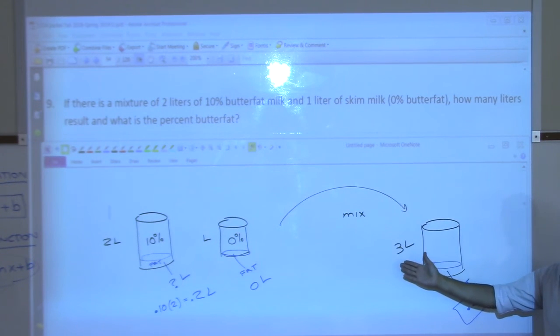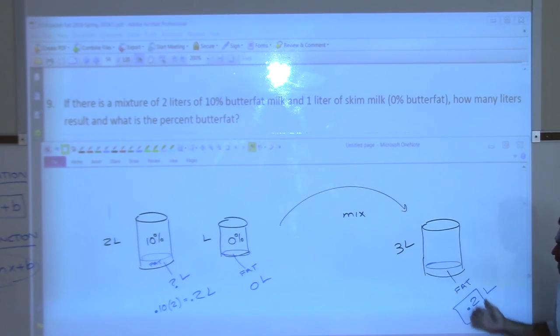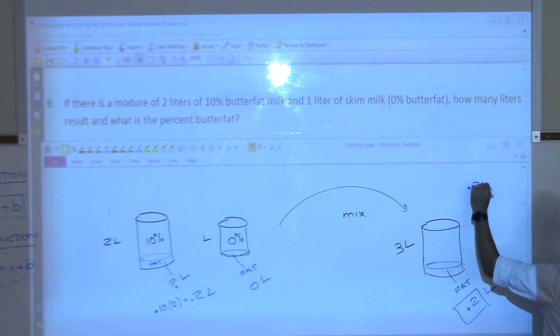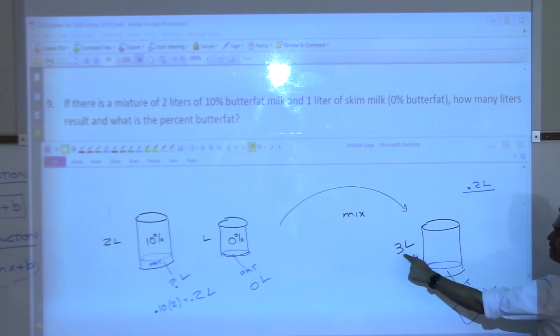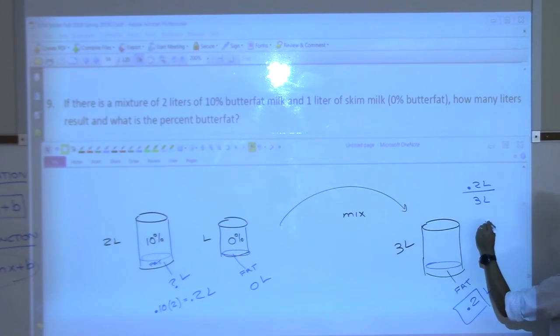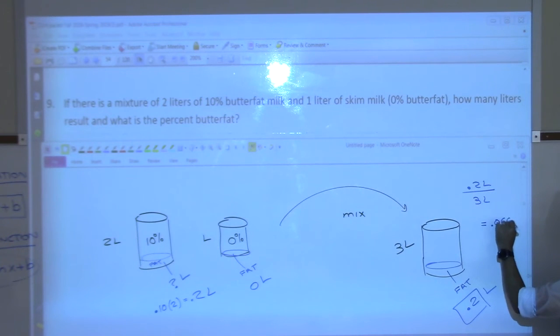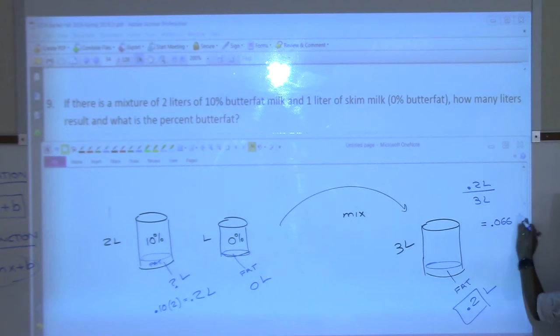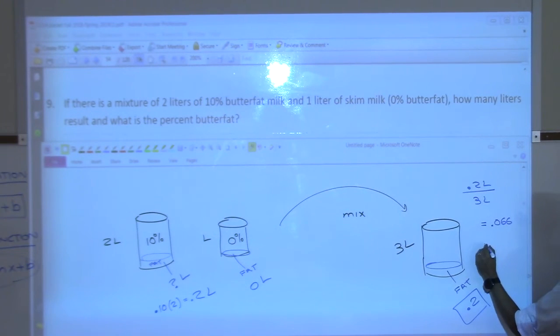3 liters. So to find the percentage, to find the final answer, what we do is we take the 0.2 and we divide it by how many liters there are, 3 liters. So on your calculator, do 0.2 divided by 3, and this will give us our percentage as a decimal. What do we get here? 0.0666, so let's just leave it like that. And then we convert that to a percentage. This is approximately 6.6%.